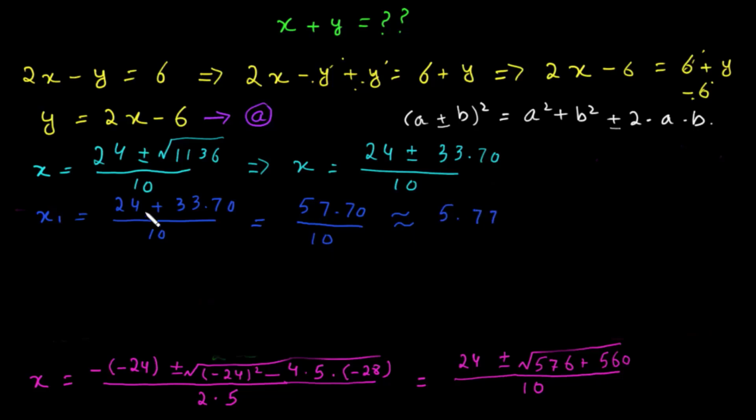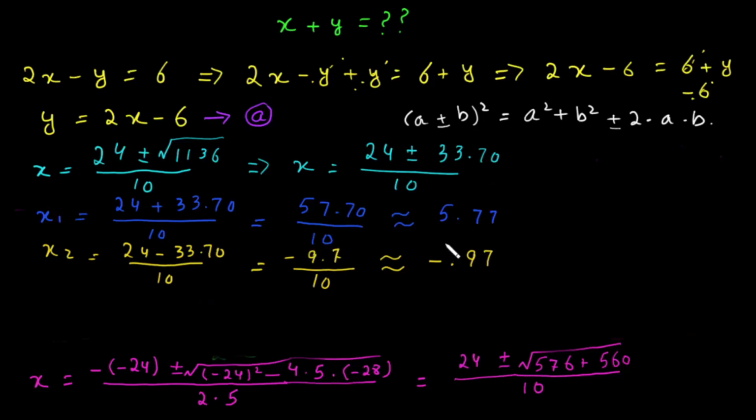And now this second value we will take with the difference between 24 and 33.70. So x sub 2 will be equal to 24 minus 33.70 divided by 10, which will return us minus 9.7 divided by 10, which is approximately equal to minus 0.97 after dividing this number by 10.